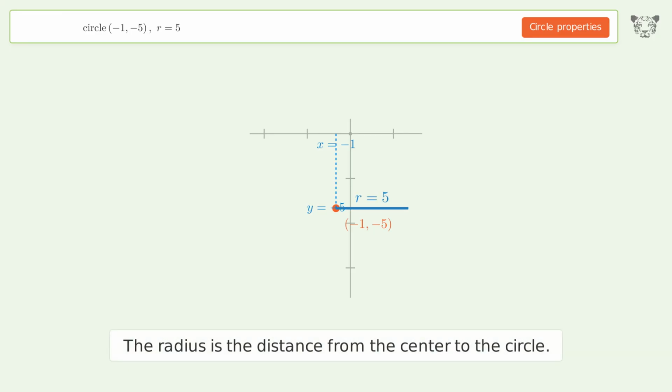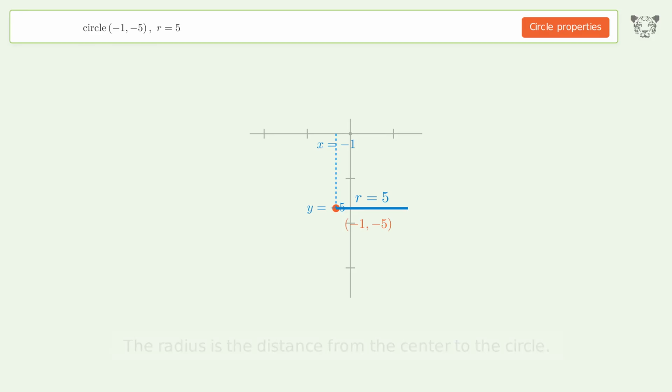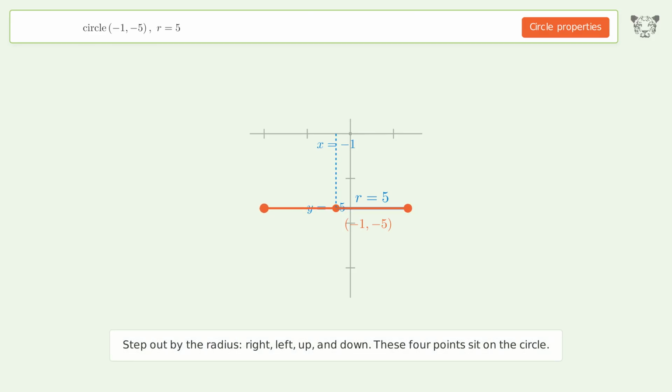The radius is the distance from the center to the circle. Step out by the radius, right, left, up, and down. These 4 points sit on the circle.